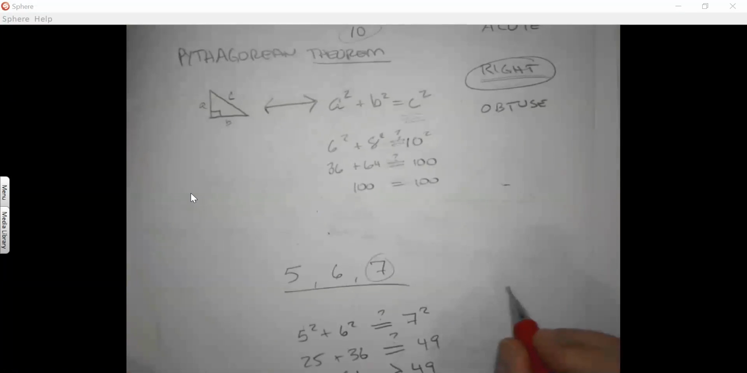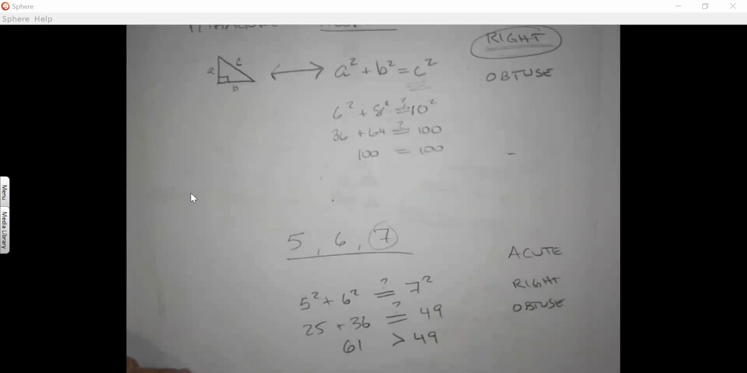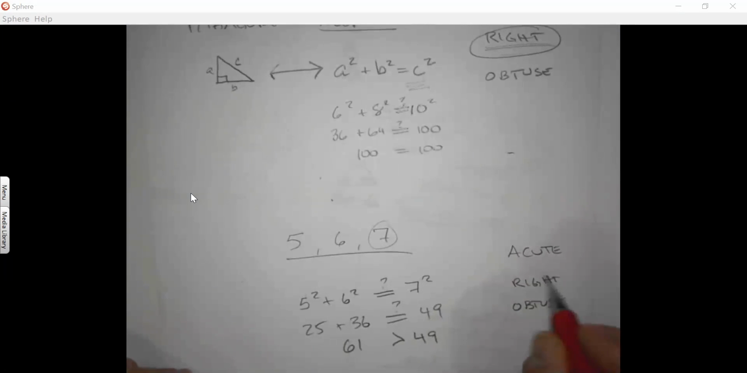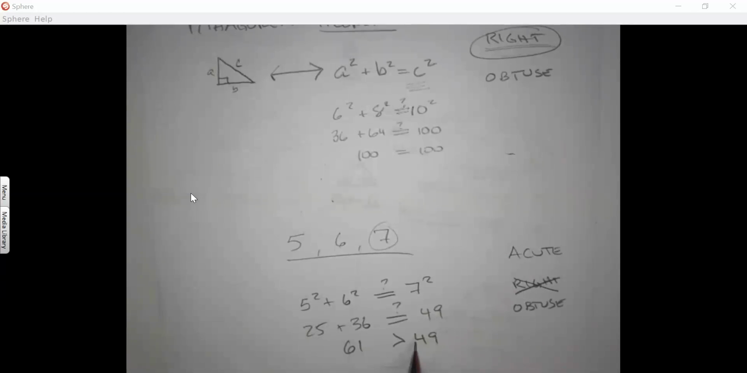So what we now know from this one is what? What can we say? Is it a right triangle? Acute. Might be acute. Definitely not right. Agreed? We know it's not right, because if it were, these two would have equaled each other.